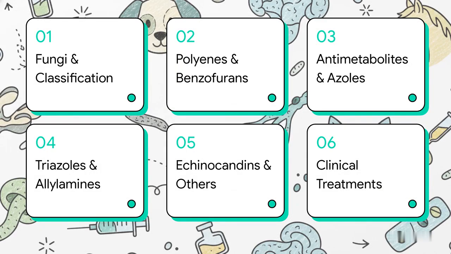Okay, let's take a quick look at our agenda for today. We'll kick things off in Section 1 with fungal infections and classification. Then, Section 2 covers polyene antibiotics and benzofurans, followed by antimetabolites and imidazoles in Section 3. Moving on, Section 4 is all about triazoles and allylamines. Section 5 gets into echinocandins, iodides, and others. And finally, Section 6 wraps up with clinical uses and treatments. Let's get right into it.